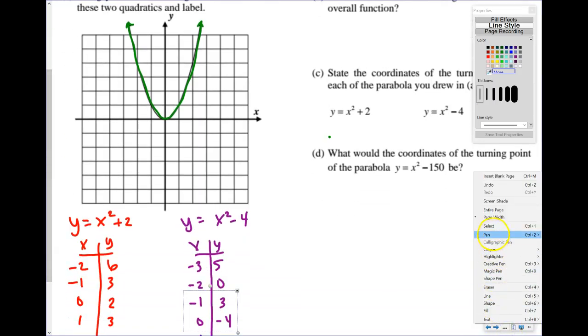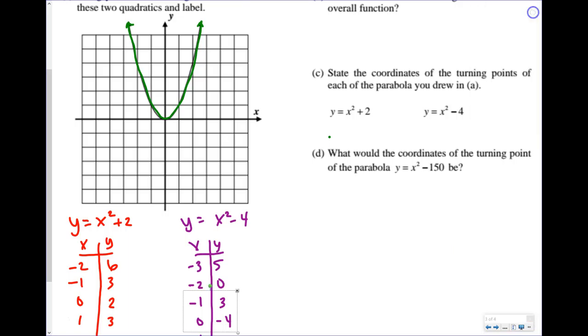Okay, so let's start with the red, x squared plus 2, and let's plot these points. So negative 2, 6, 1, 2, 3, 4, 5, 6; negative 1, 3; and 0, 2; 1, 3; and 2, 6. So I get a graph that looks like this.